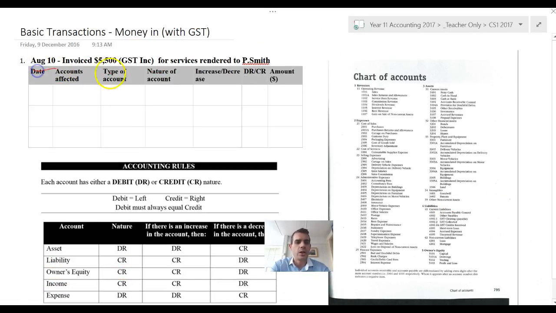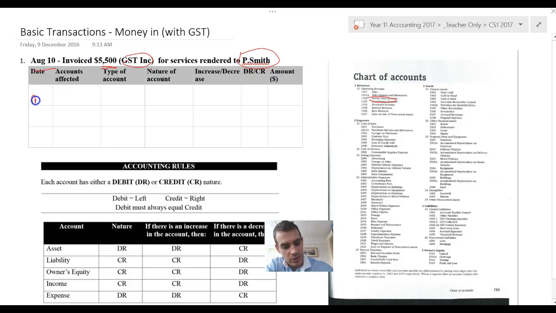Let's look at this next transaction now. On August 10, we invoiced $5,500 GST inclusive for services rendered to P. Smith. So we invoiced this guy, P. Smith, $5,500. We haven't actually collected the money yet. So the first step here, what I would do is think about the three accounts affected. Firstly, if we've invoiced 5,500 for some services, that's going to be some sort of services income account.